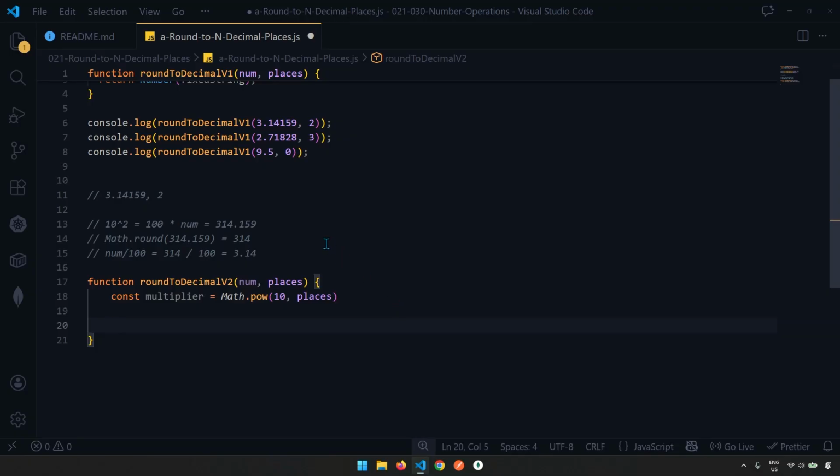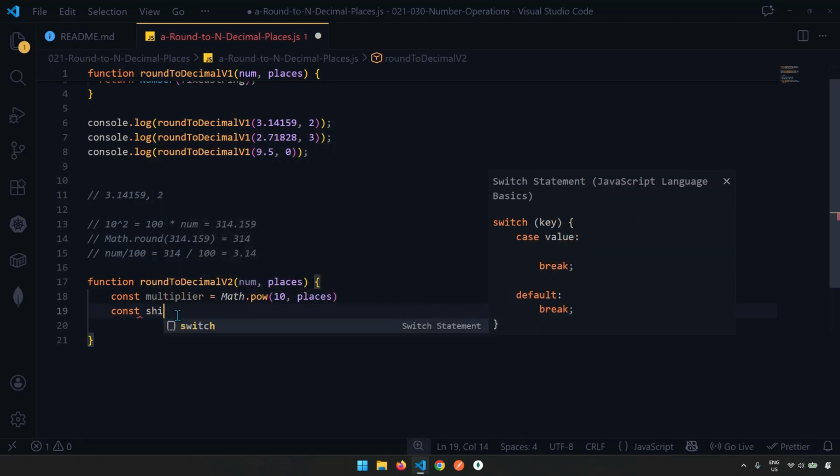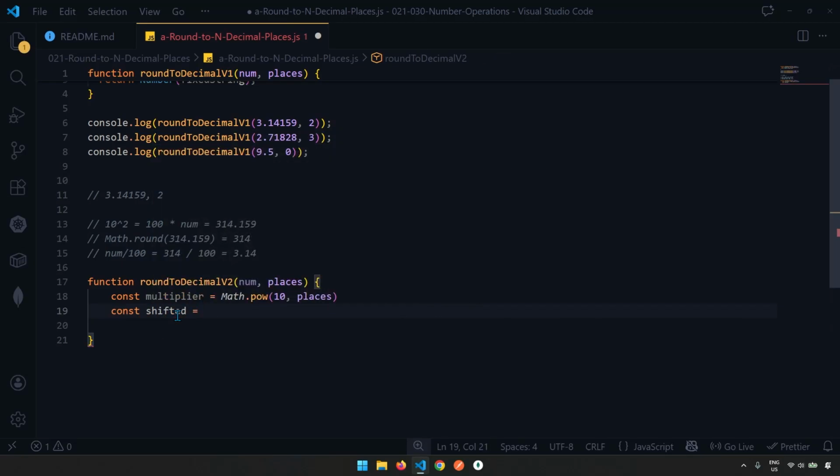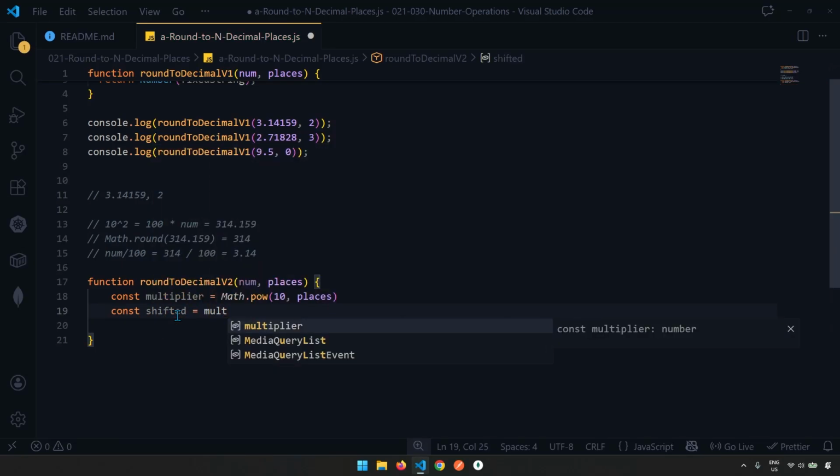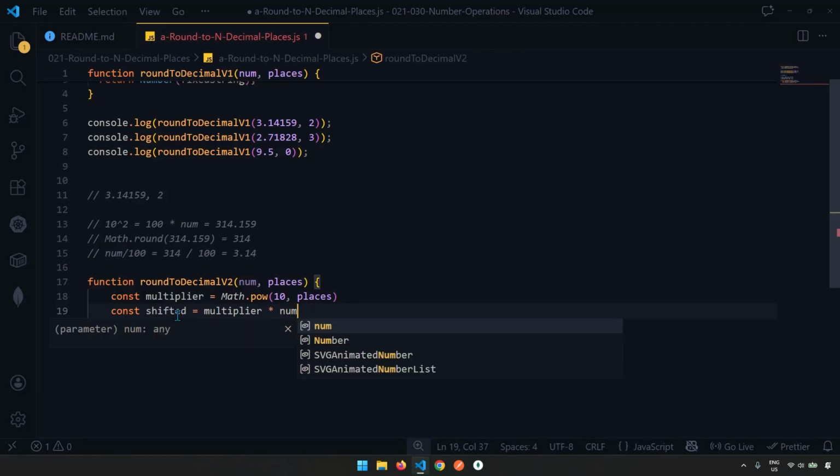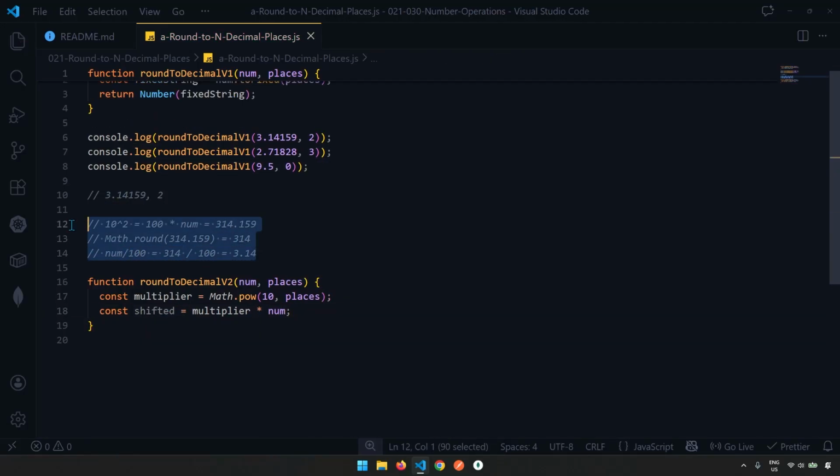And then what did we do? So that was step 1. We got this 100. Then we need to get this 100 and multiply it by num, so we get this thing. So that one, I could just call it shifted, because we're shifting the decimal point. Shifted. And what did we do? We grabbed our multiplier and we multiplied that by the number. So I'm following the same thing, but I'm converting it into dynamic code that works with any number.